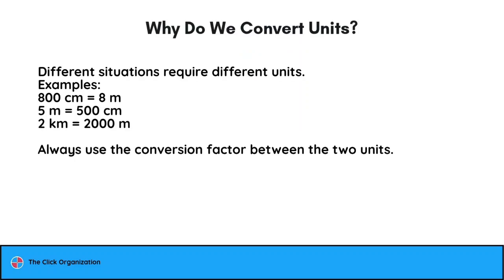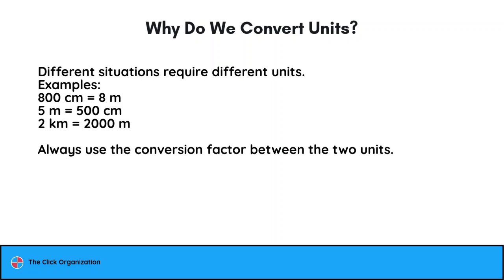Well, there is a question. First, why do we convert units? Well, different situations require different units for the same physical quantity. For example, the length of a pencil is better measured in centimeters, while the distance between two cities is measured in kilometers. Sometimes a question gives a value in one unit, but the formula requires another. In that case, we must convert the unit before solving the problem.